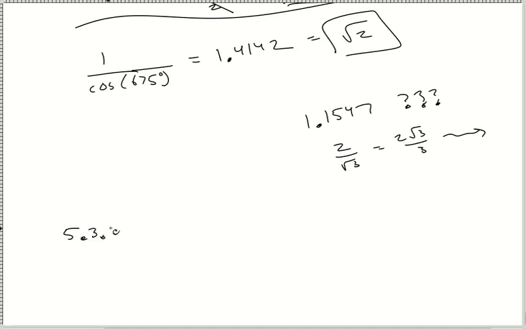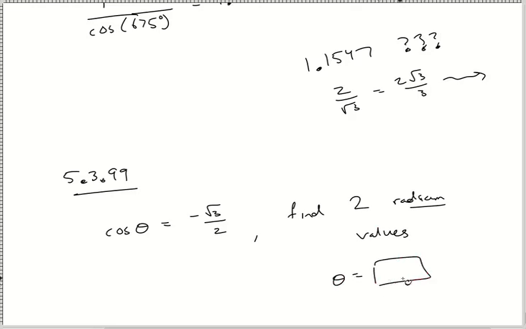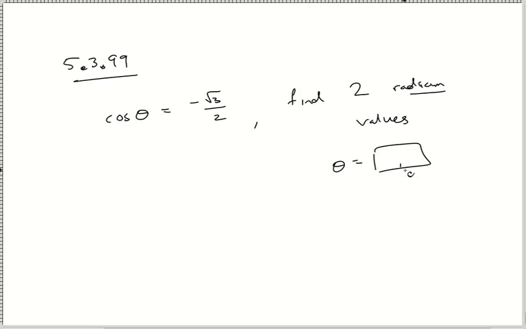All right. Moving on to a new problem set. I've said that this is a casual lecture experience, haven't I? I have a cosine of theta equal to negative square root 3 over 2, and it says find 2 radian values that make that work. Basically, theta equals what, first one, second one. And they want them in radians, comma separated.